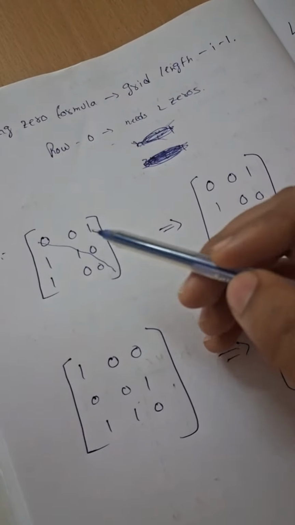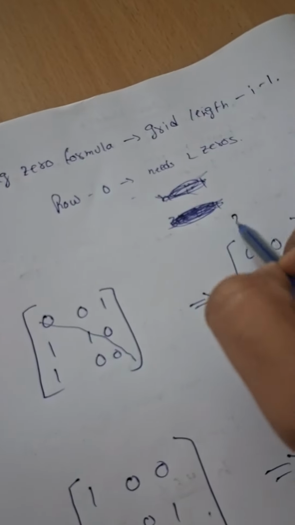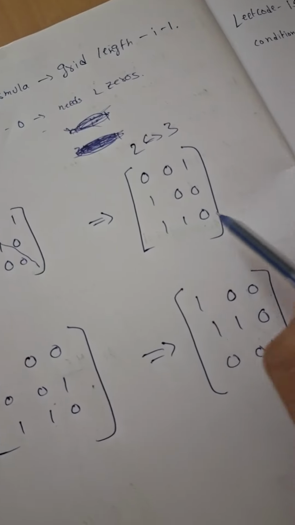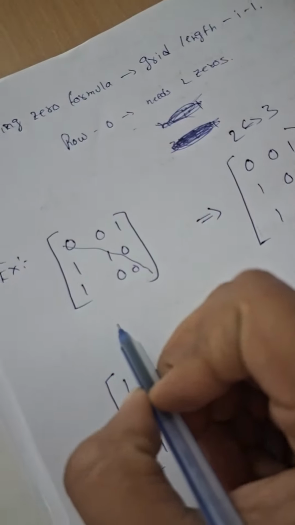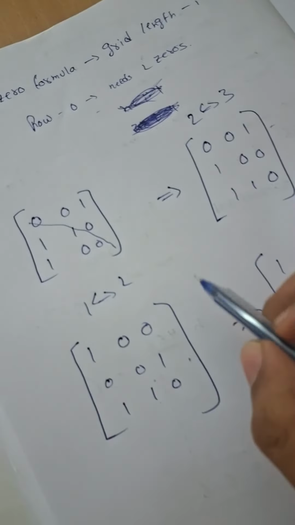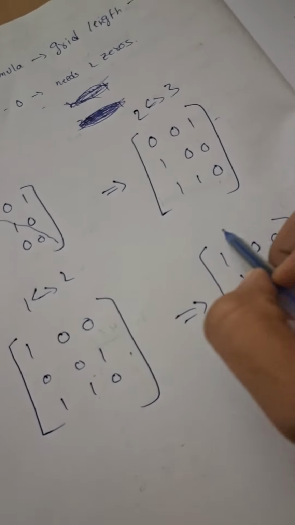But we have the condition that only adjacent swaps can be done. So we interchange rows 2 and 3 first. Now 2 and 3 are swapped, and we have to swap rows 1 and 2. Again the swap is done between 1 and 2. Now the problem is solved.